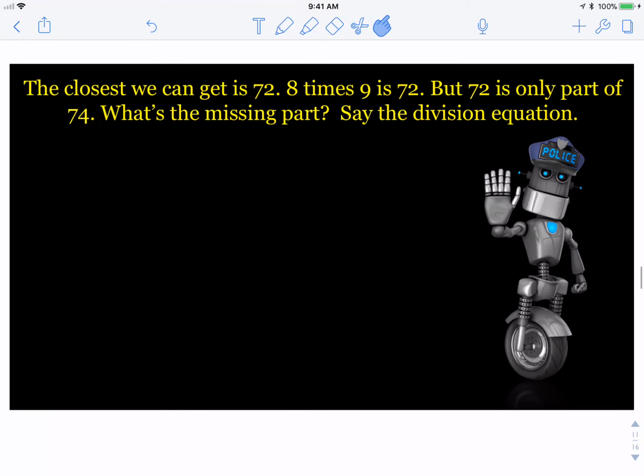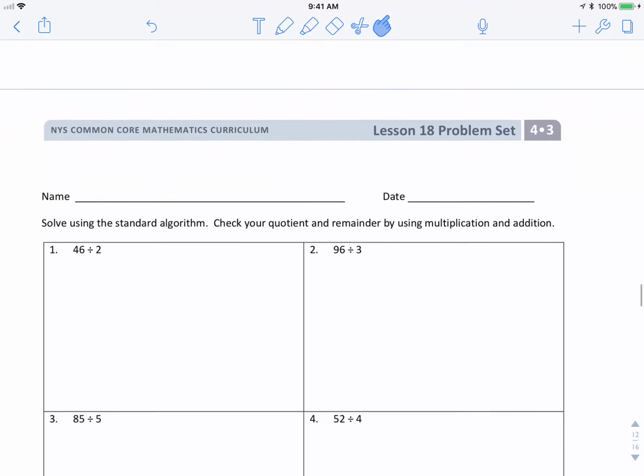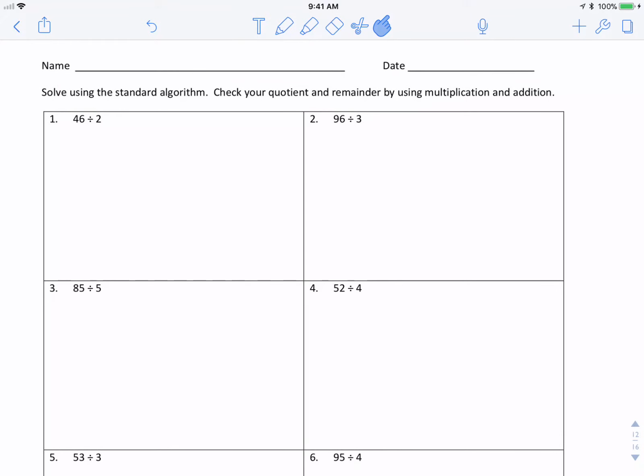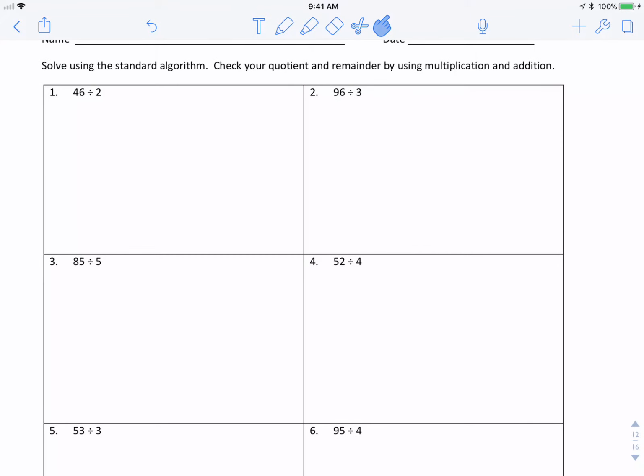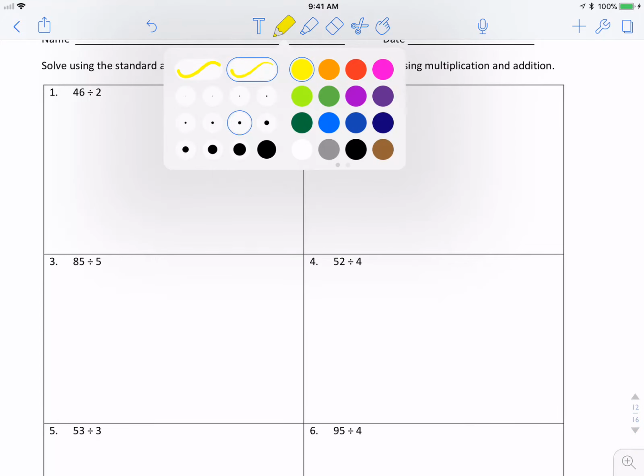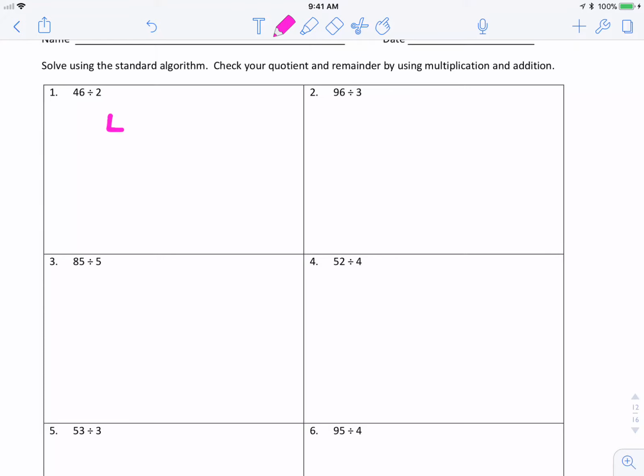Okay, so I already did this. Solve using the standard algorithm, check your quotient and remainder by using multiplication and addition. Okay, let's look here. 46 divided by 2. 2 goes into 4. My goodness, I'm having a terrible time writing today. Okay, let's try this lower.